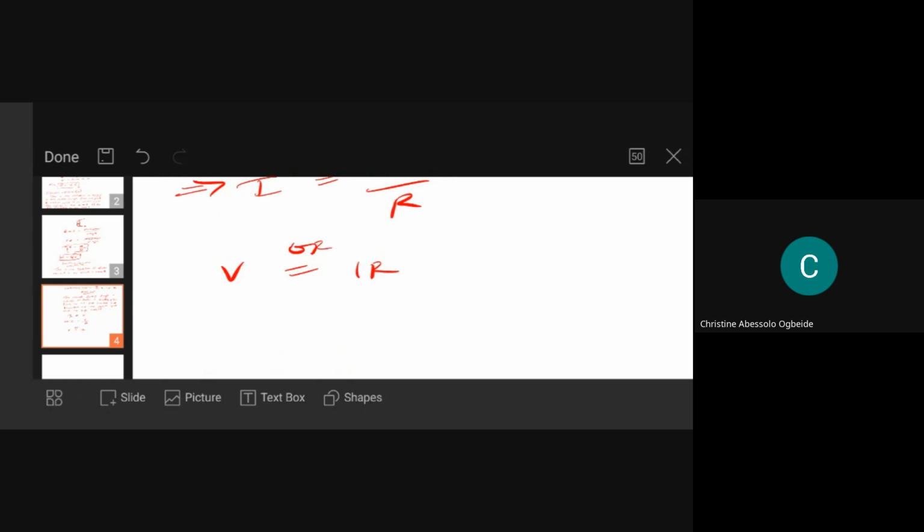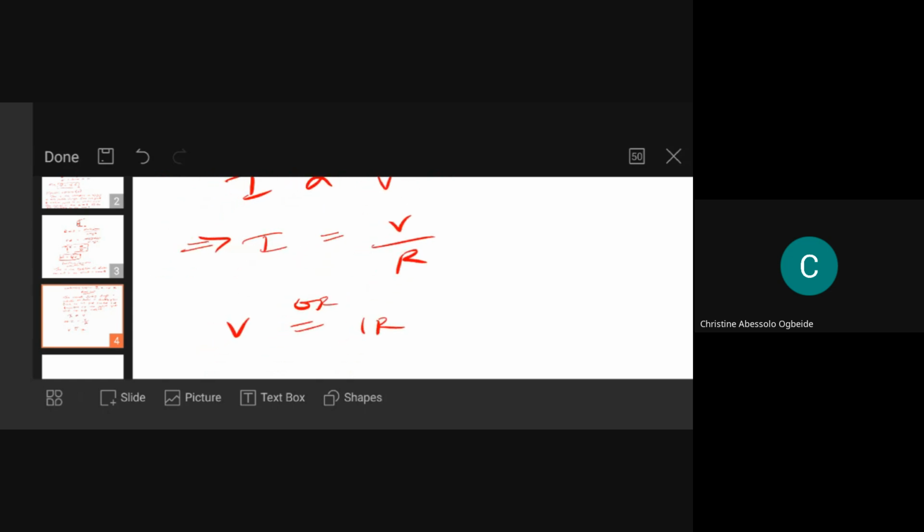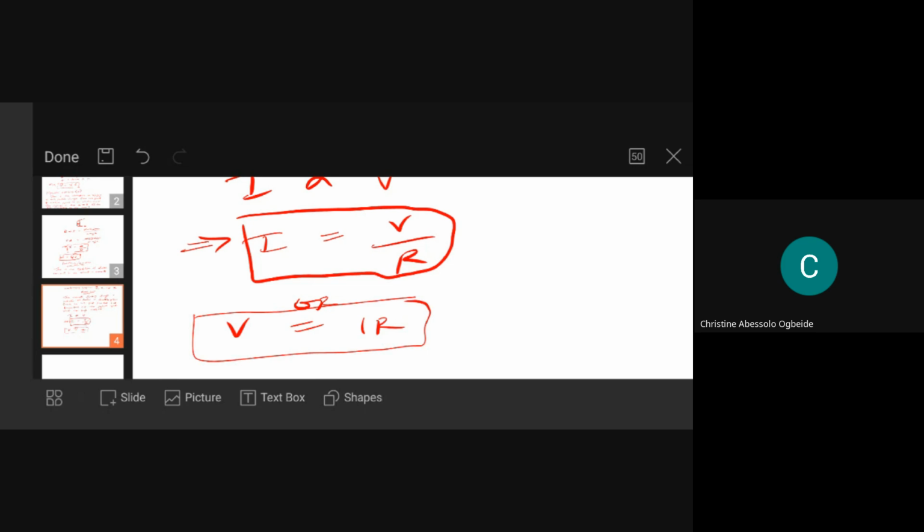You either write the equation this way, I is equal to V all over R, or you write that V is equal to I multiplied by R. And don't forget that I is current, R is resistance, and V is potential difference. Remember I said a resistor is a device that opposes the flow of current in an electric circuit.